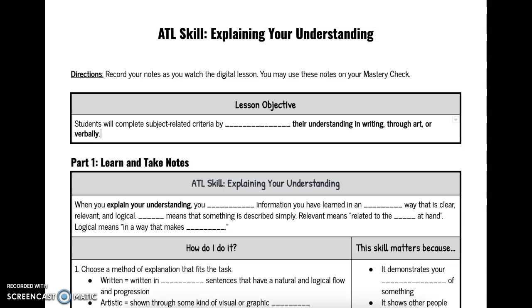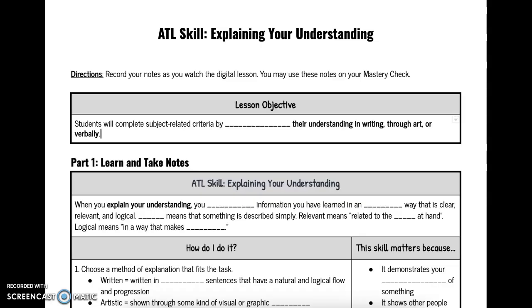In this video, we will look at the ATL, or Approaches to Learning skill of explaining your understanding. As you watch the video, you will pause as needed to fill in any blanks and/or complete activities as directed. Let's get started.